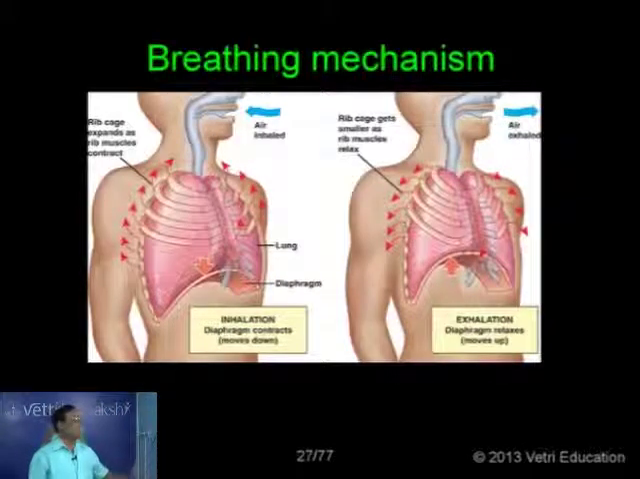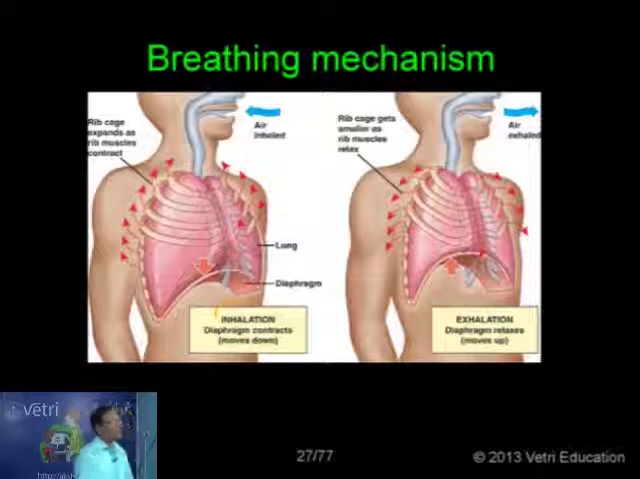Here is the breathing mechanism. You see inhalation of air, which is brought about by the contraction of the diaphragm. You see the arrow mark pointed downwards because the diaphragm is moving down. In contrast, in exhalation, or the expiration process, the arrow mark is upward. The diaphragm is returning to its original dome-shaped structure. It moves up, while in inhalation it moves down.